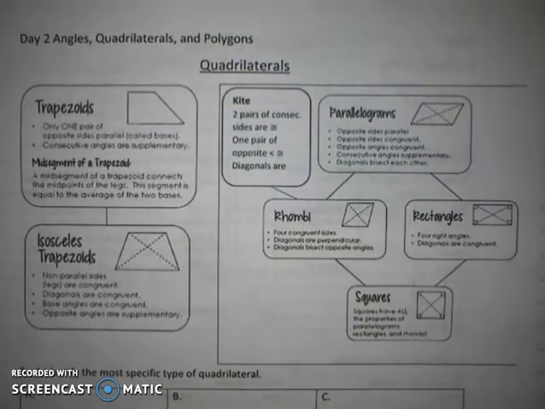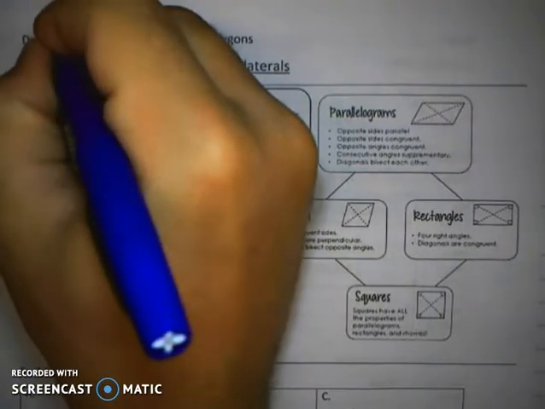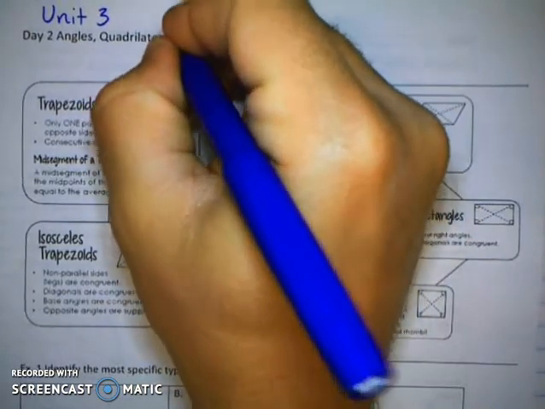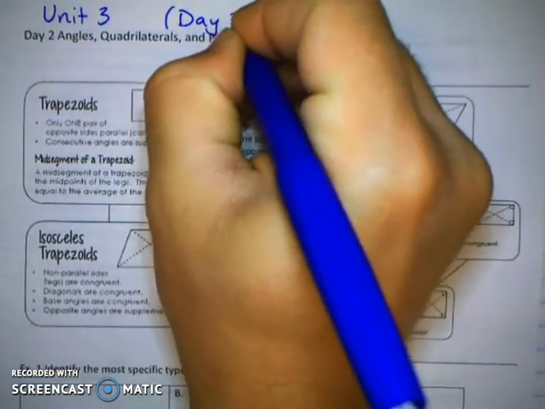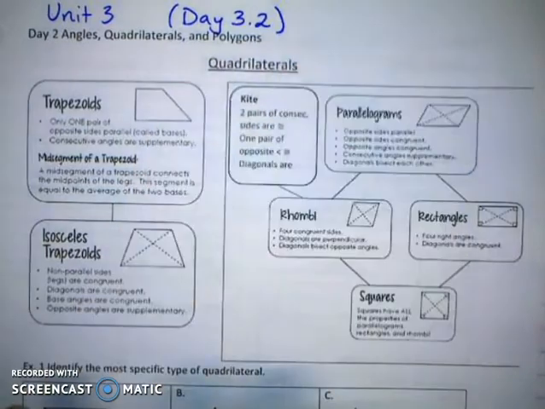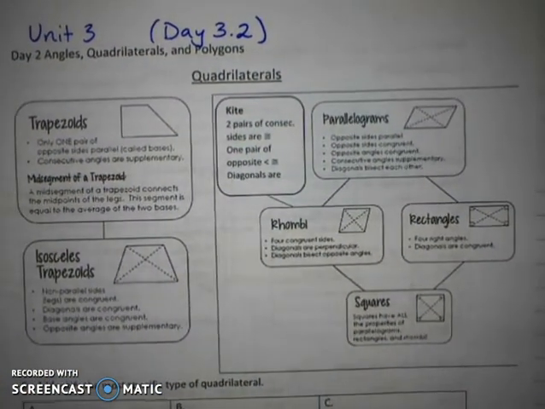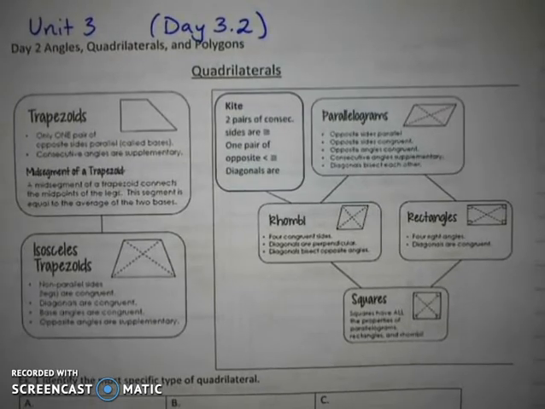Hi, welcome to Unit 3, Day 2, our first video that we'll be looking at in Unit 3. So you could call this Day 3.2. There was no video for Day 1. We did the vocabulary in class, and you may have even gotten a start on this notes packet on your own.